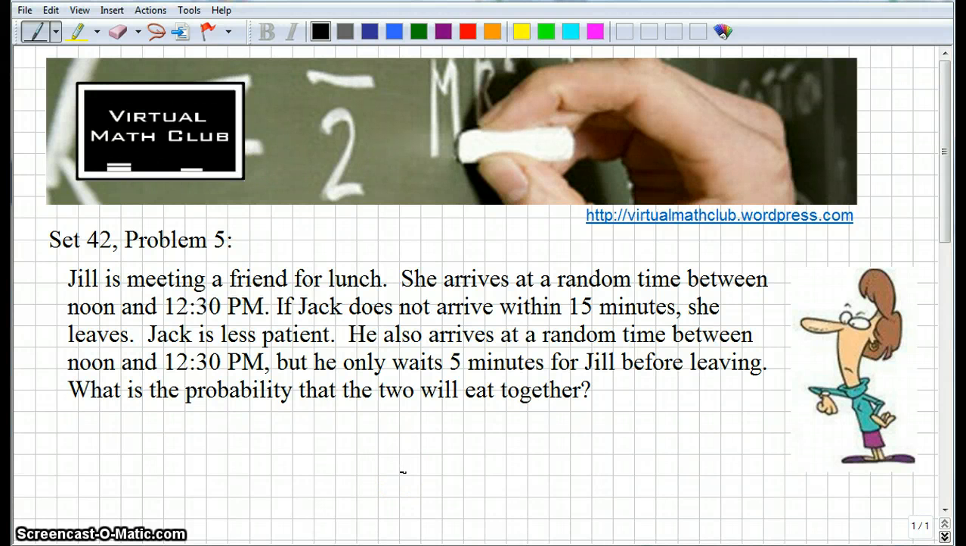Problem number 5. Jill is meeting a friend for lunch. She arrives at a random time between noon and 12:30 p.m. If Jack does not arrive within 15 minutes, she leaves.